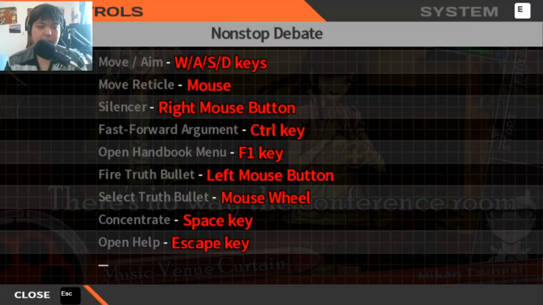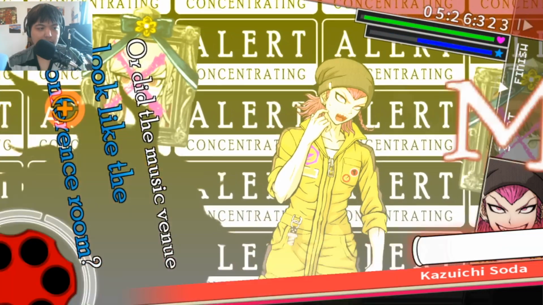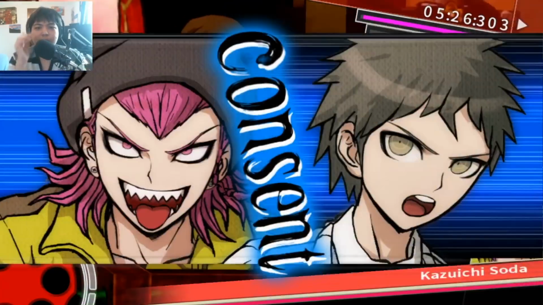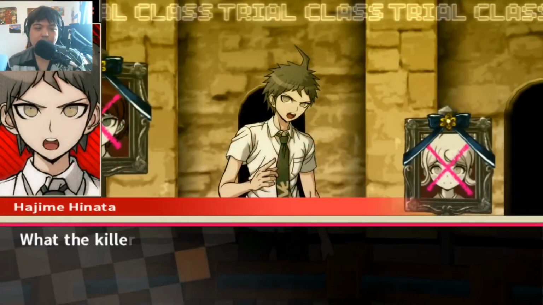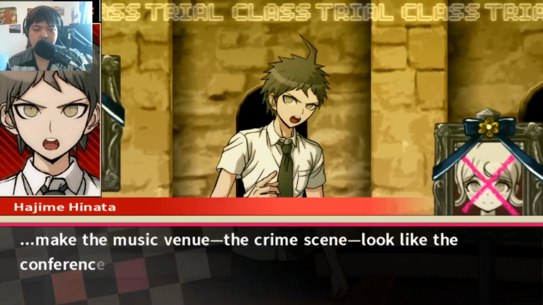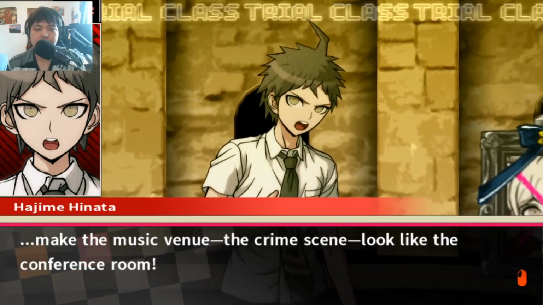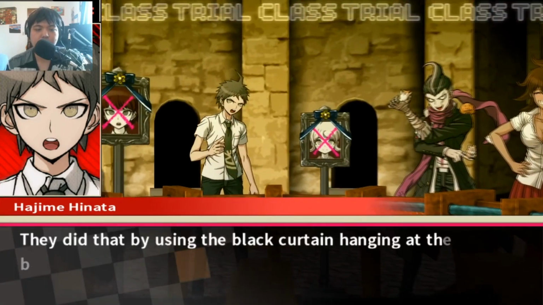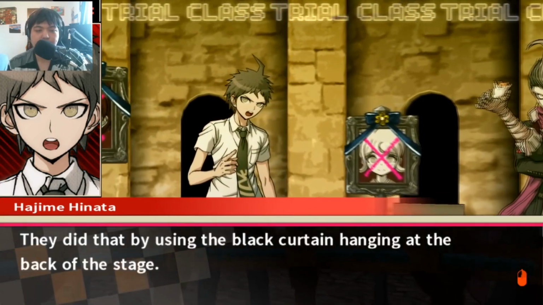How do you skip this part exactly? Fast forward is the control. And you look like the conference room. There it goes. That must be it. It was the other way around. What the killer did was make the music venue, the crime scene, look like the conference room. They did that by using the black curtain hanging at the back of the stage.